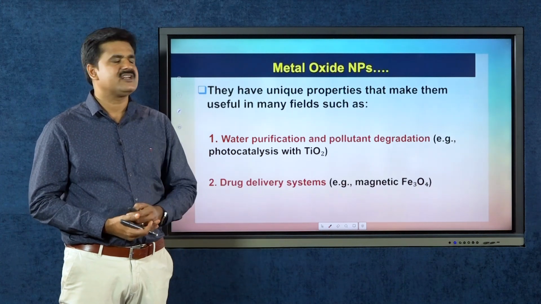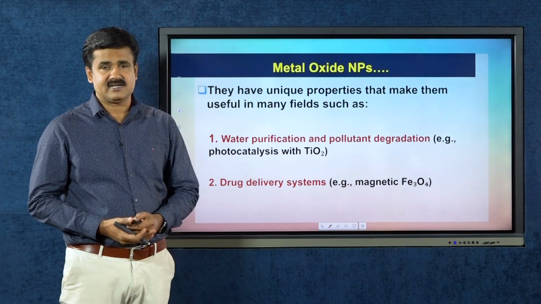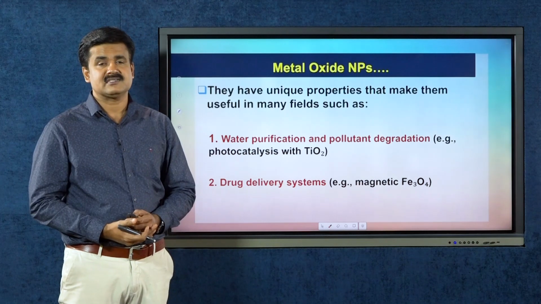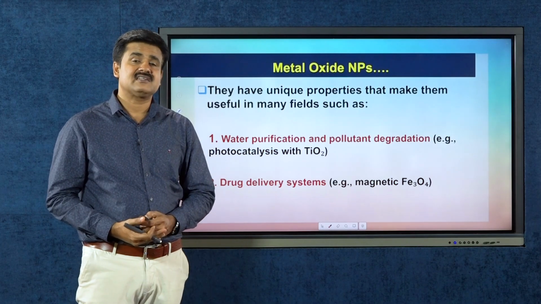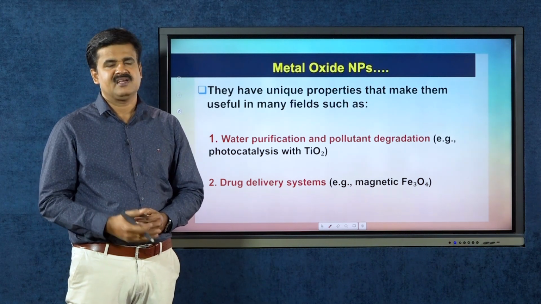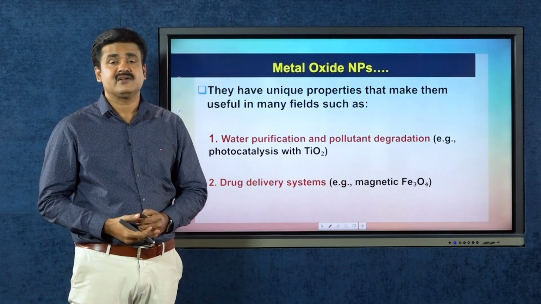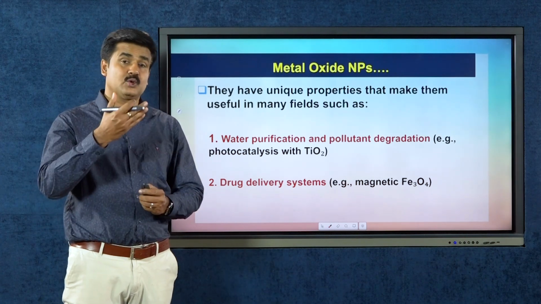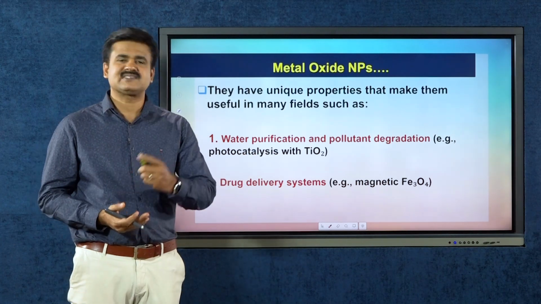Another application is in drug delivery systems. For example, magnetite nanoparticles, whose chemical formula is Fe3O4, are useful in drug delivery systems. How can nanoparticles act as drug vehicles, or how do they perform in drug delivery? It is possible to anchor the drug molecule onto the surface of iron oxide or magnetite nanoparticles and some other nanoparticles also. There are so many nanoparticles which prove their efficacy in drug delivery. Here we are focusing on iron oxide nanoparticles.